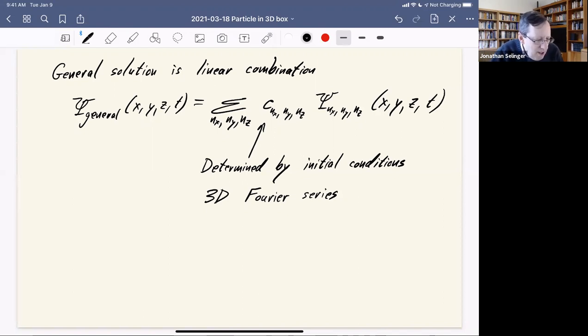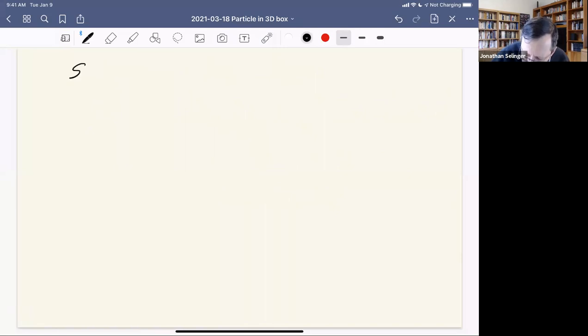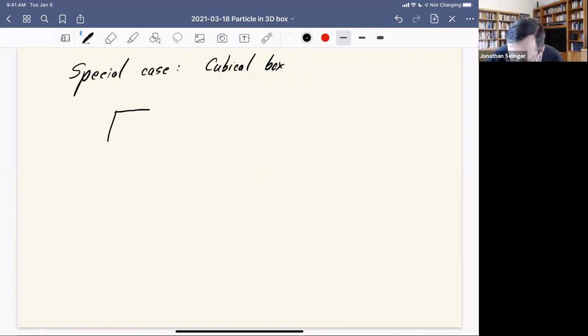more unique to three dimensions instead of one dimension. Okay, so let's consider now a special case, the special case of a cubical box. So all three sides of the box are equal to each other. This is supposed to be a cube. So that means that A equals B equals C.